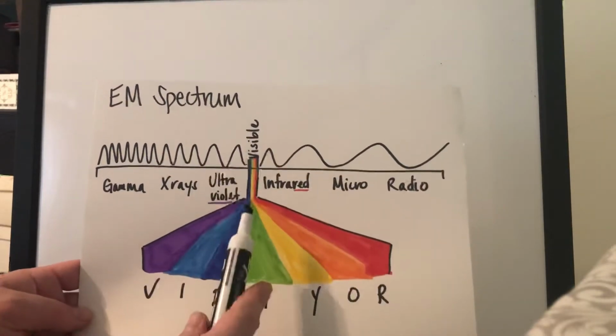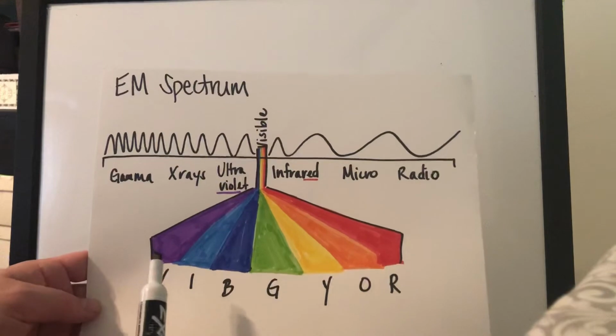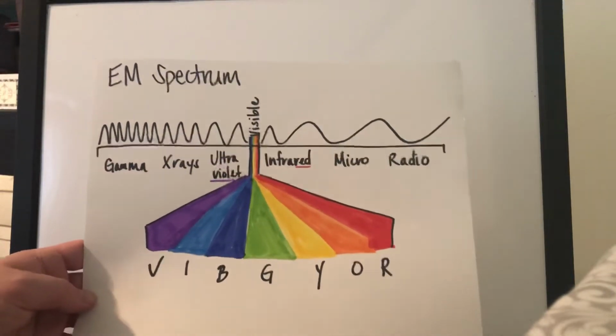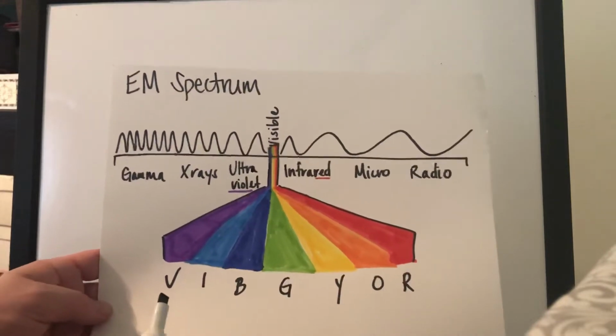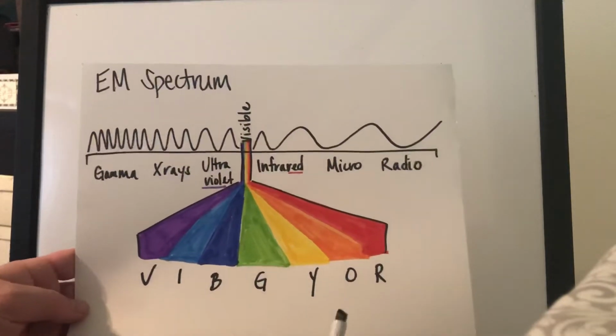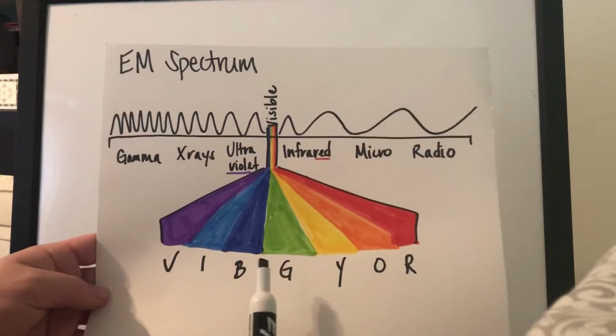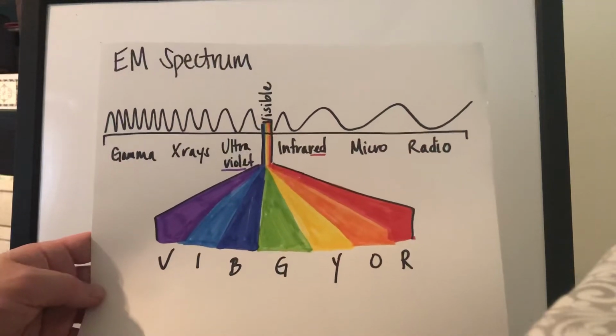Visible, of course, is all the light we see, and visible light can be broken into the colors of the rainbow, which are given the acronym ROY-G-BIV. It's backwards on this one only because of the way I've drawn the picture, but that stands for red, orange, yellow, green, blue, indigo, and violet.